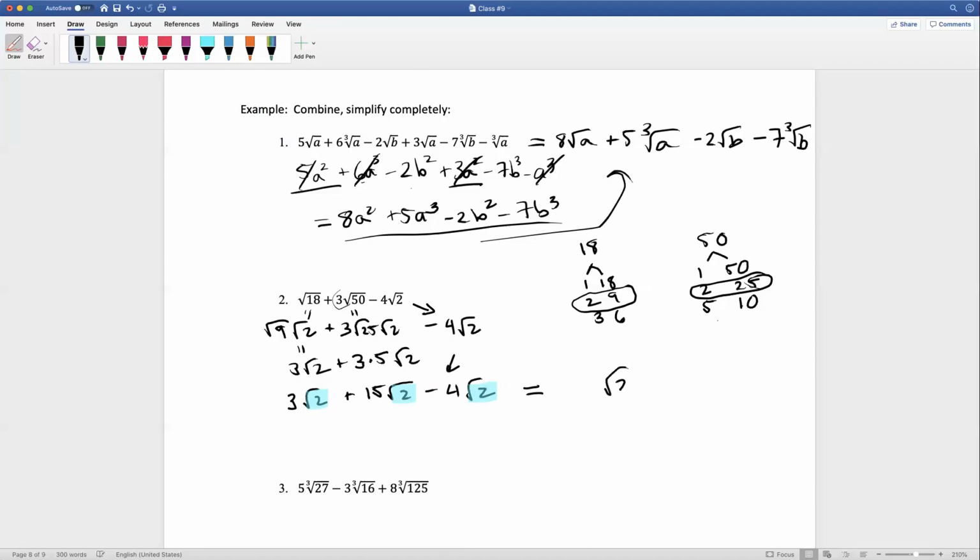Well, the question we're going to say to ourselves is how many square root of 2's do we have? Well, 3 plus 15 is 18. 18 minus 4 is 14. So the answer to this first guy simplified completely is 14 times the square root of 2.